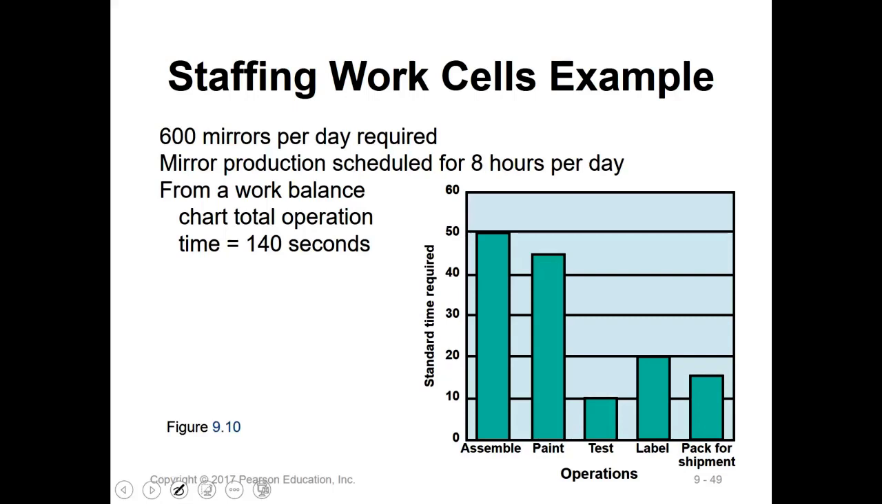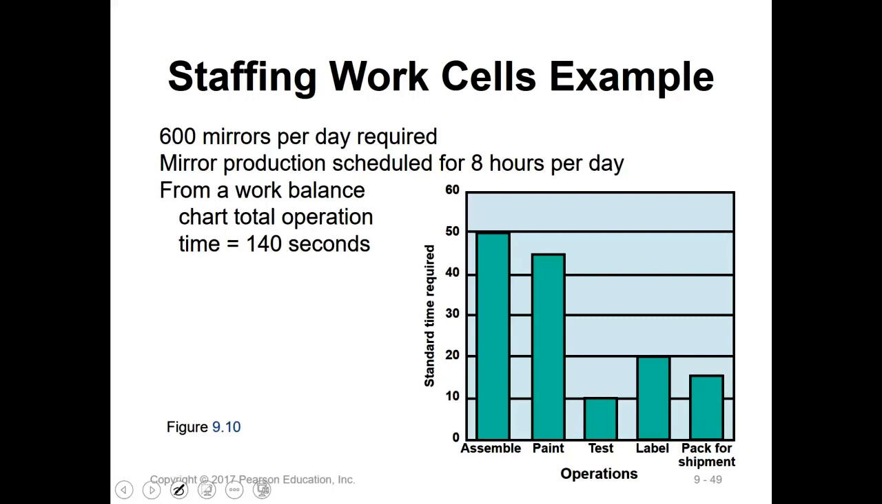So this is a mirror working process. 600 mirrors per day required, and the mirror production is scheduled for 8 hours per day. So the total available time is 8 hours. If you convert that to minutes, 8 times 60, so 480 minutes. And the total working operations for the mirror, I guess the first process is assembly.